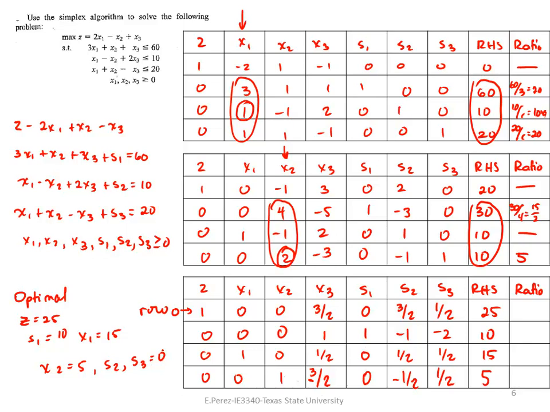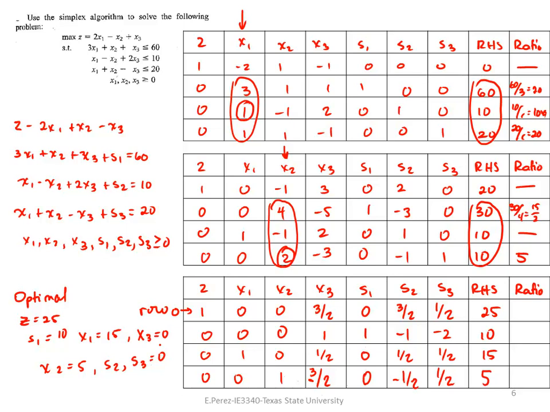Questions? Anybody know how to get those solutions? Okay? x3 equals 0. Yes, s2 and s3. S3 is not part of the basic variables. So if it is not part of the basic variables, that variable is equal to 0. The only ones that have values here are s1, x1, and x2. What about x3? Oh, x3 is 0. Yeah, correct.